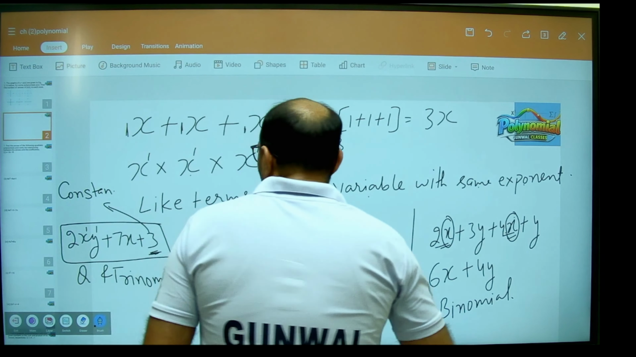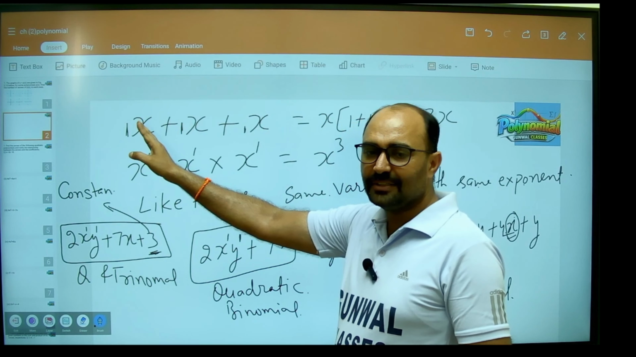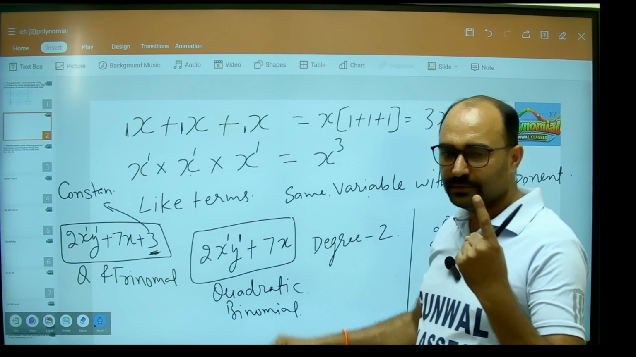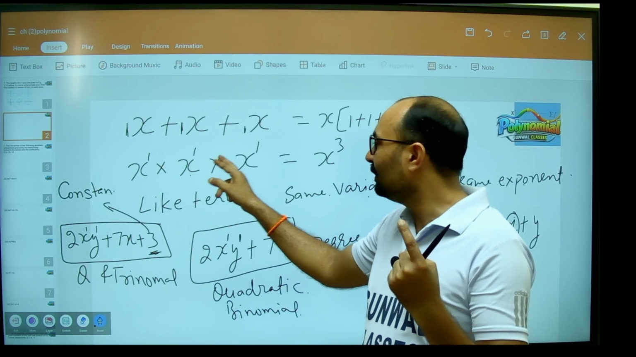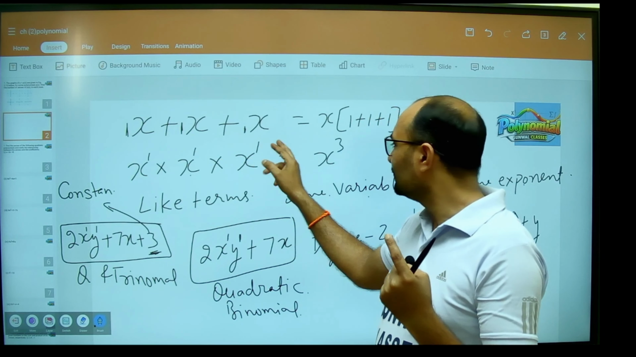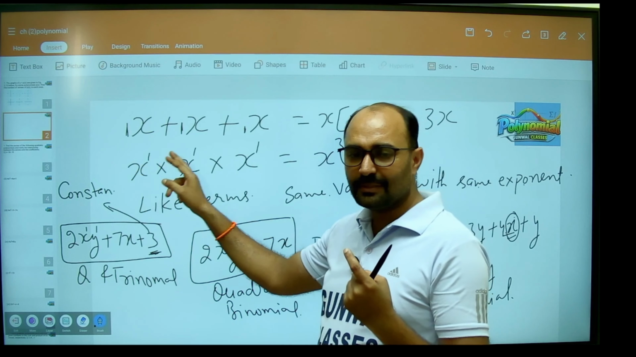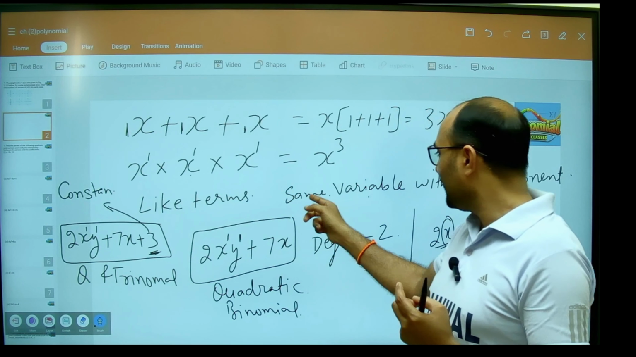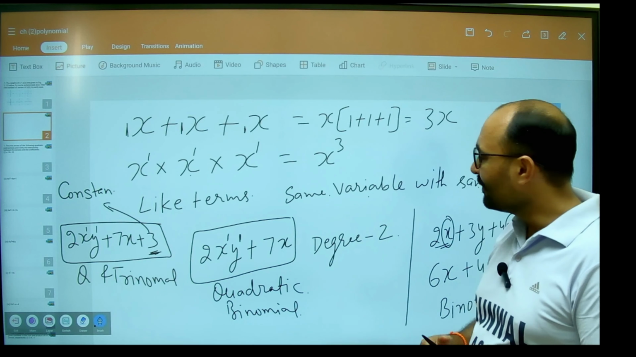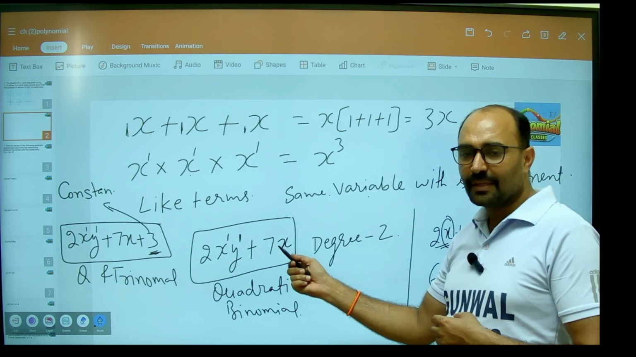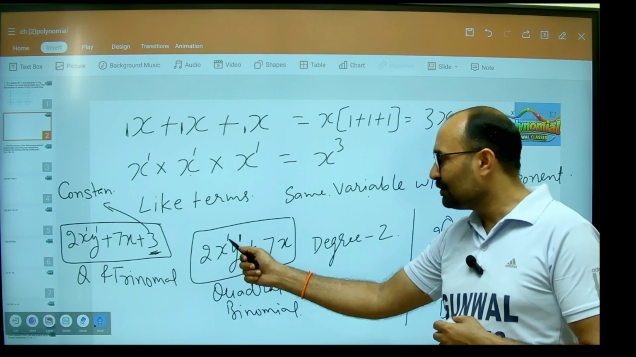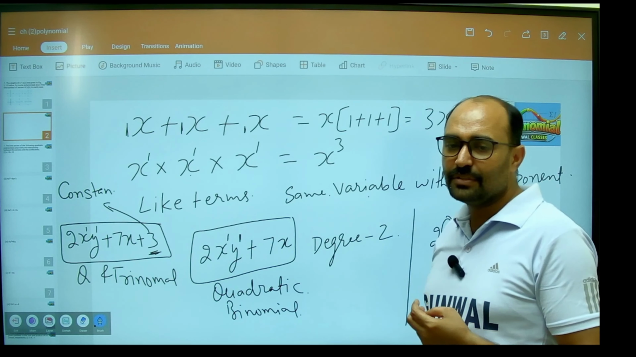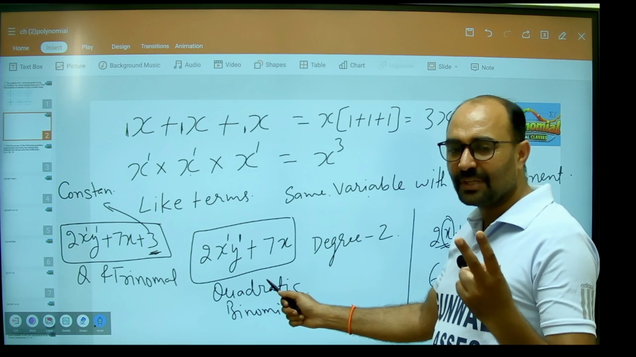What have we studied now? If variables are in addition and they are like in nature, we add their coefficients. Number 2, if variables are in multiplication, we add their exponents. If the base is the same, same variables in multiplication, we add their exponents. Like terms: same variable with same exponent. Then I have written the example here. Exponent seems to be 1 and 1, but degree is 2 here. So this is quadratic, two terms are there, that's why this is binomial.